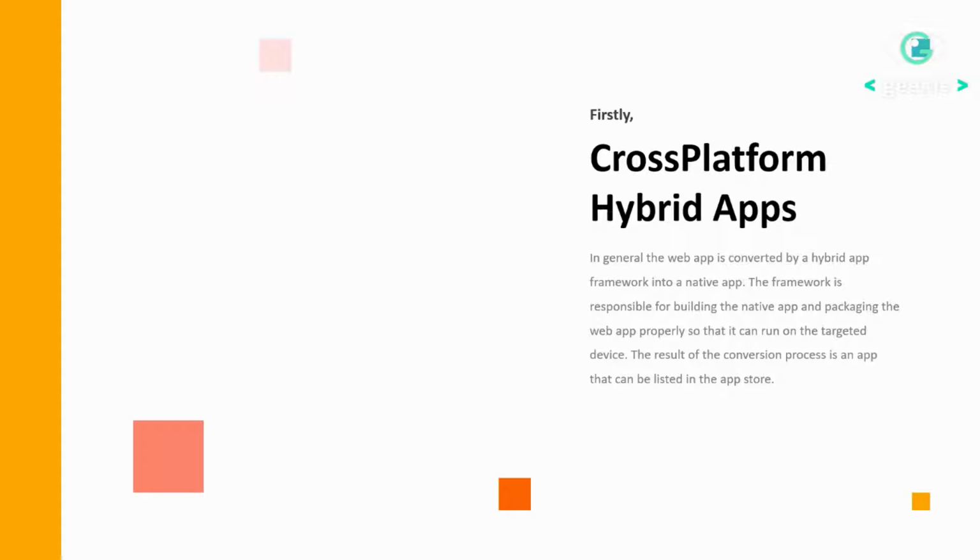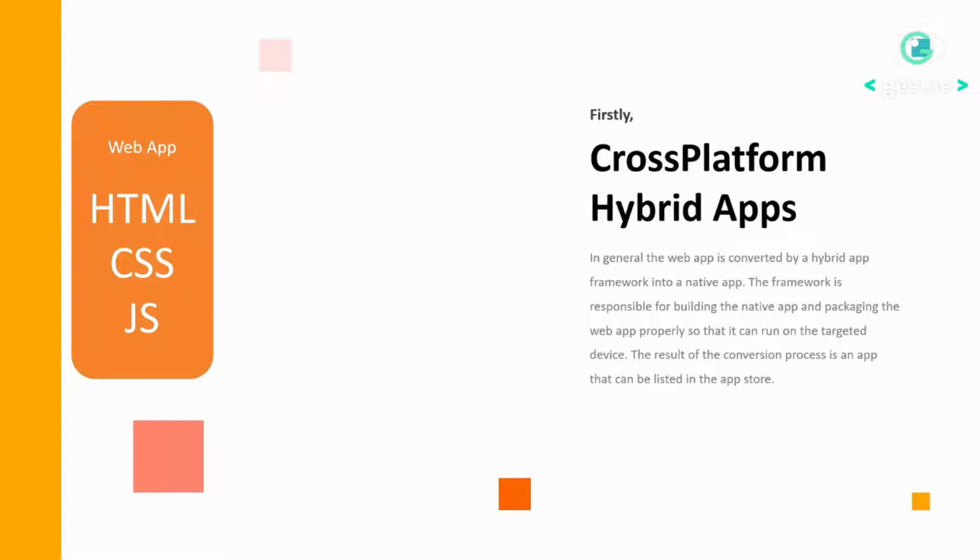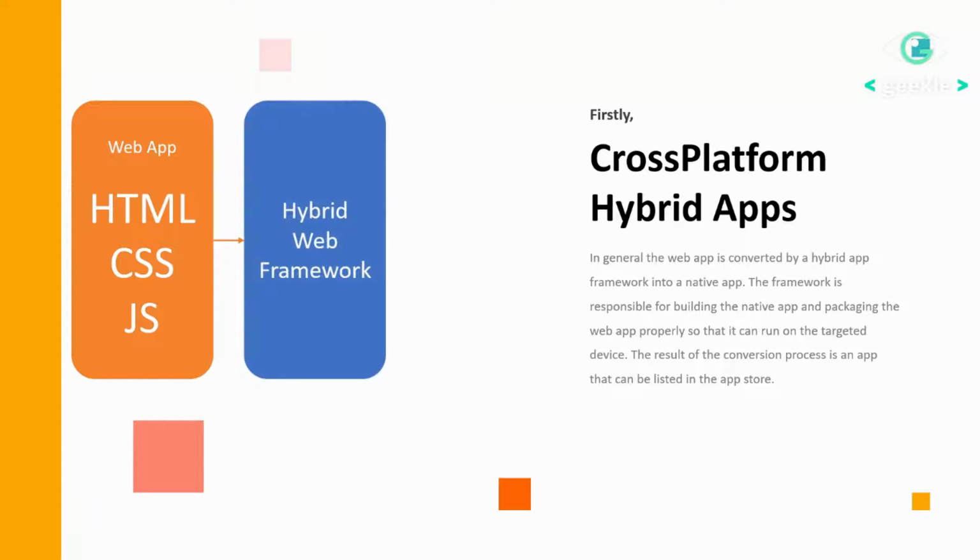To get a little bit deeper about how the first category of our cross-platform technology work, we'll first discuss the hybrid apps. Cross-platform hybrid apps are mobile apps that are derived from web apps built using HTML, CSS, and JavaScript. In general, the web app is converted by a hybrid app framework. So you write your HTML, CSS, and JS. And there is a hybrid web framework that turns your HTML, CSS, and JavaScript into the native app.